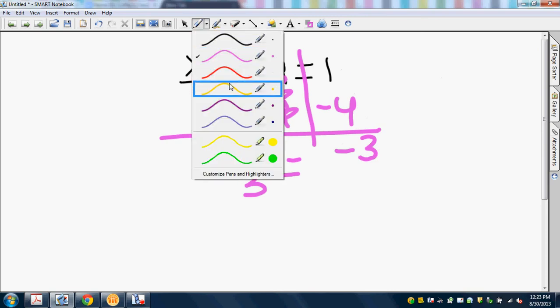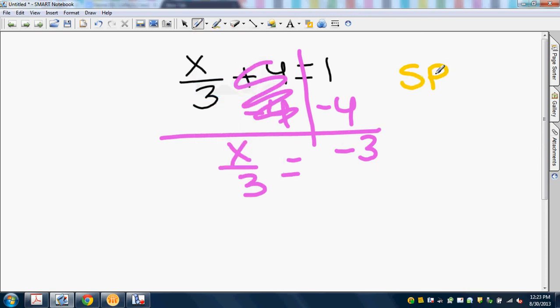Because I subtracted here, I use the subtraction property of equality. And I'm just abbreviating for space purposes, but it's the subtraction property of equality. Now again, I want to solve for x. I want to get the x by itself. So I'm going to multiply both sides by 3.